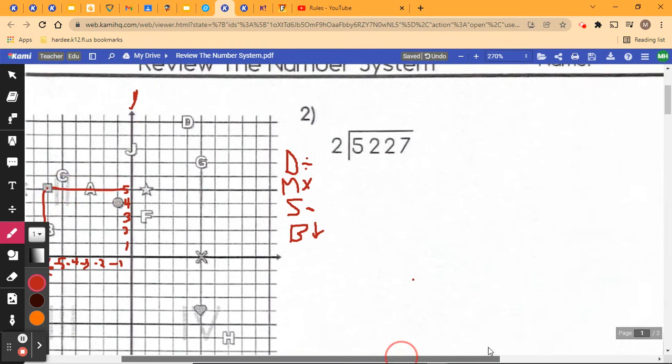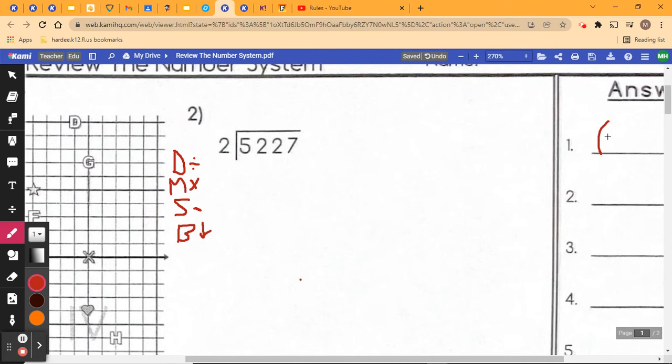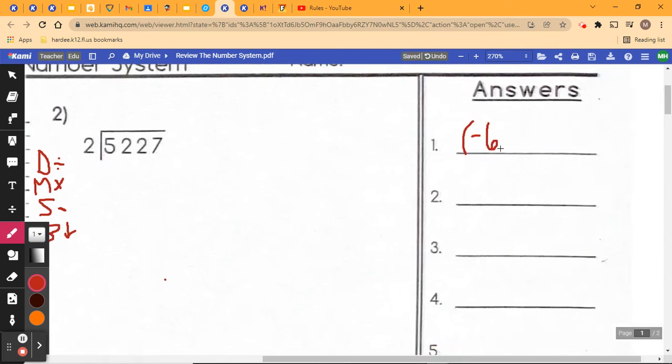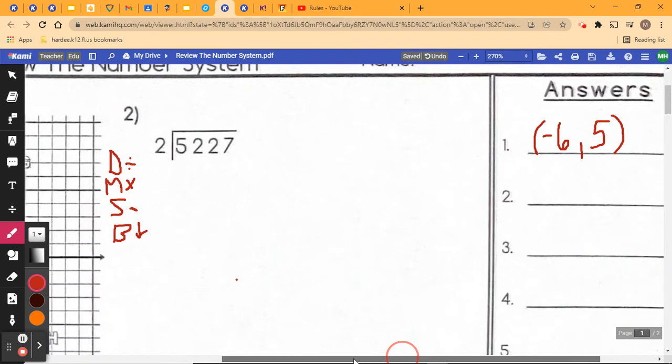So the answer to number 1 is -6 is my x. X comes first, just like in the alphabet, then y, comma, 5 is my y. So that's the ordered pair.